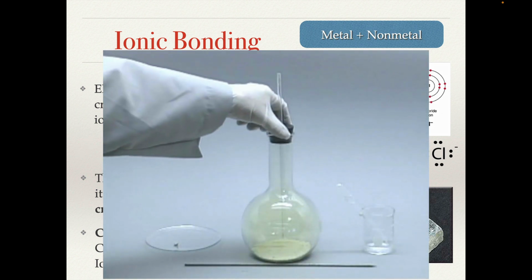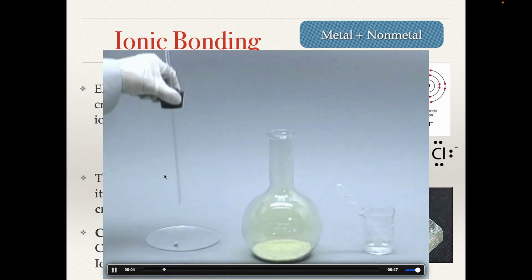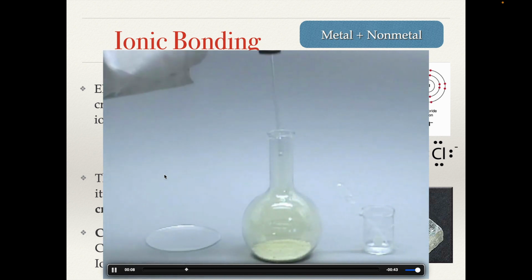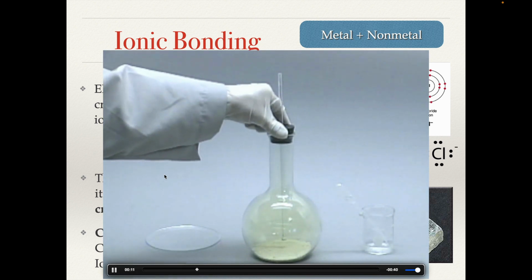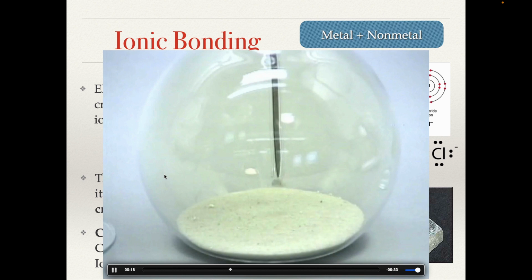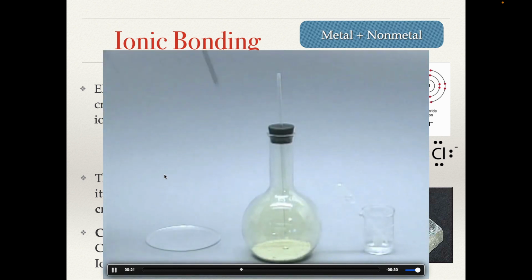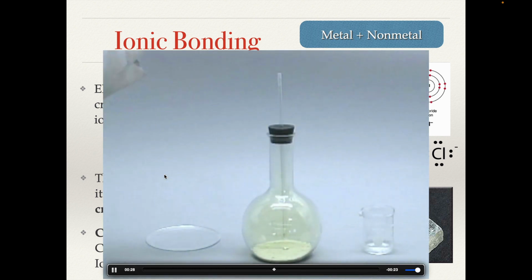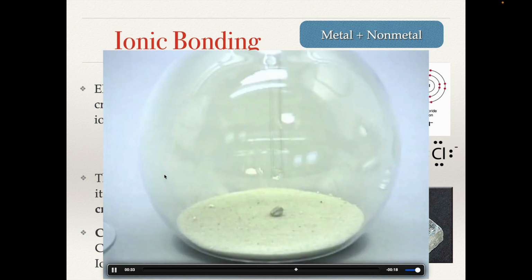Here's a video on forming sodium chloride. A small piece of sodium metal is placed in a flask containing yellow chlorine gas. The flask also contains sand to prevent the heat which will be generated by the reaction from cracking the glass. Initially, no reaction is observed between the sodium and the chlorine. The reaction will be initiated by adding a drop of water to the sodium.